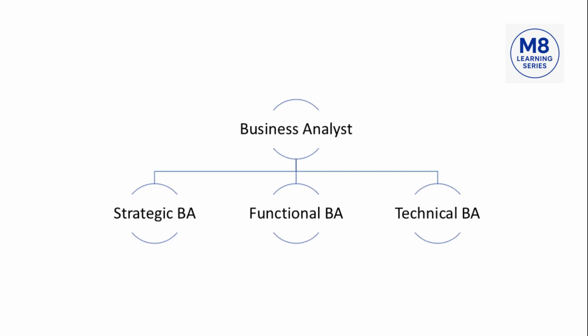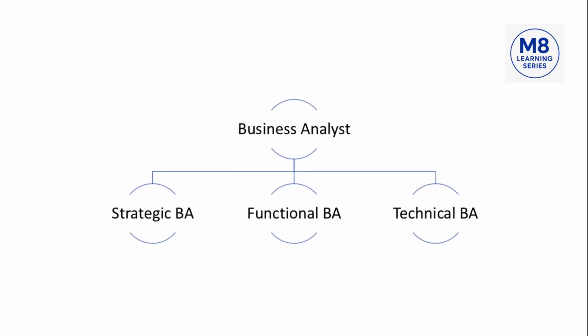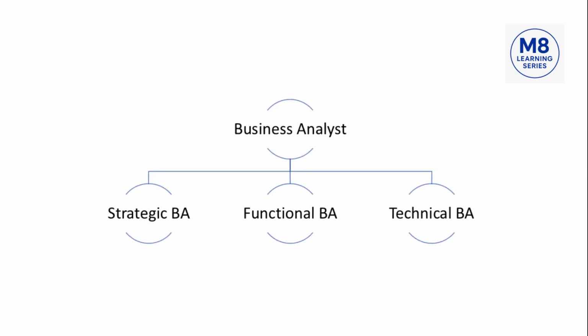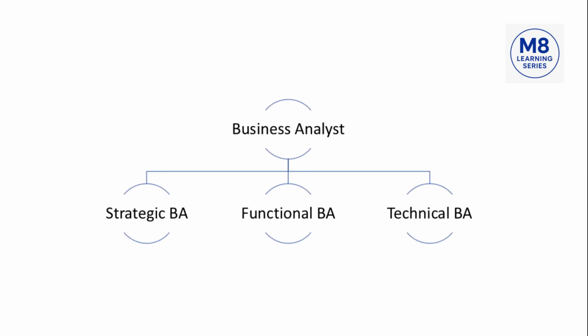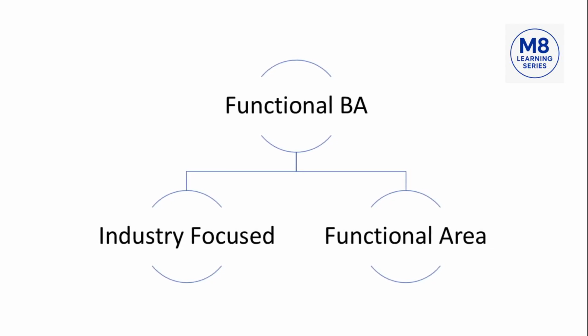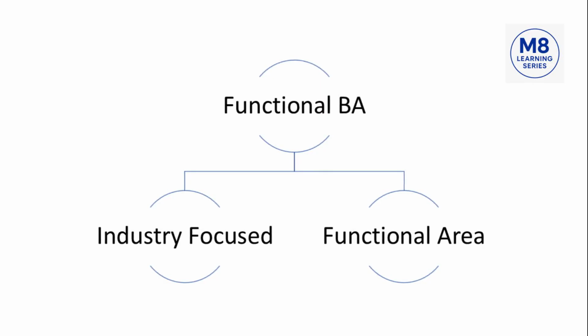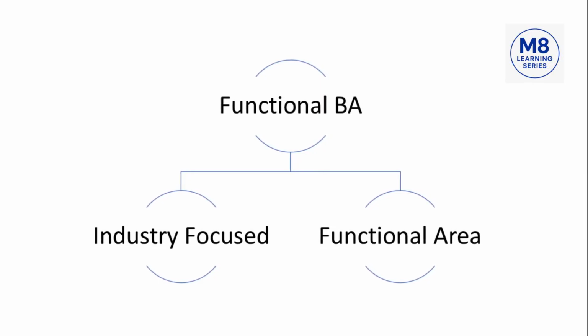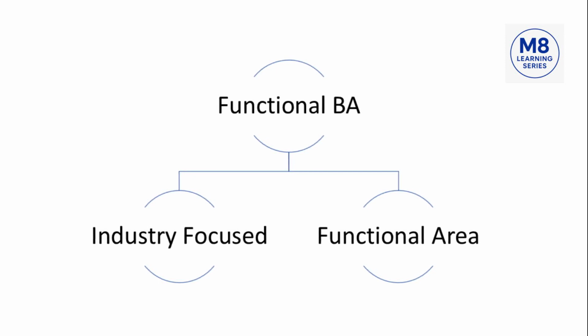Here's what we call a decomposition diagram. It's just a fancy term for breaking big ideas into smaller parts. At the lower level, you see the three main BA types. Simple, right? Today, we're going to zoom in right here on the functional business analyst. But guess what? Even this has layers. Functional BAs come in different shapes depending on where they work and what they specialize in.